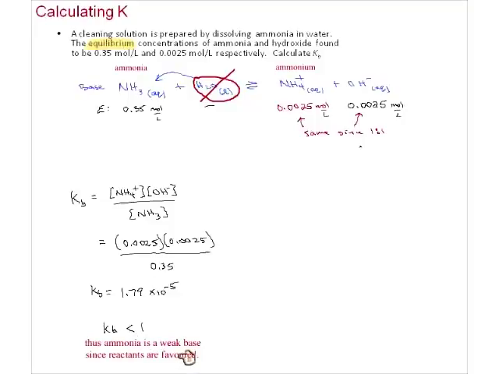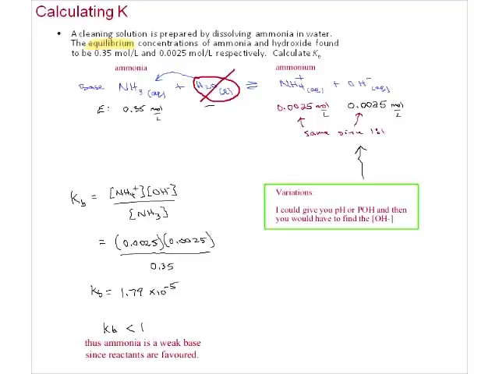In other words, ammonia really doesn't want to react with water. It would prefer to stay in NH3 form, and it doesn't want to do a whole lot of this. It does a little bit of it, but not a lot. And that's what this is saying. It's a very weak base. It doesn't want to break down, or it doesn't want to gain any hydrogens.